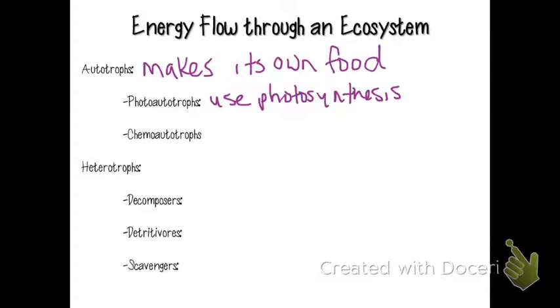Chemoautotrophs are also going to be able to make their own food, but instead of using light as an energy source, they're going to use chemicals from the environment to be able to make their own food. So both are still autotrophs, making their own food. They're just using different energy sources to do so.